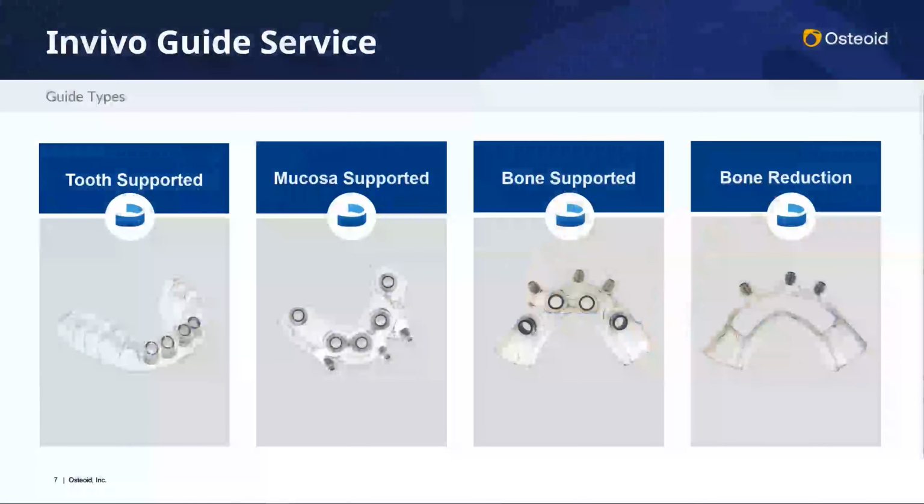And again, our guides come in many different types. We can create tooth-supported guides for you, mucosa-supported, bone-supported, as well as bone reduction guides. So this really encompasses a lot of our patient needs. Again, once you receive your guide, you would have all of the information that you need to do a successful guided surgery. You would know what type of instruments you would need to use, and all of this reduces your patient's time in the chair and eliminates any complications upfront.